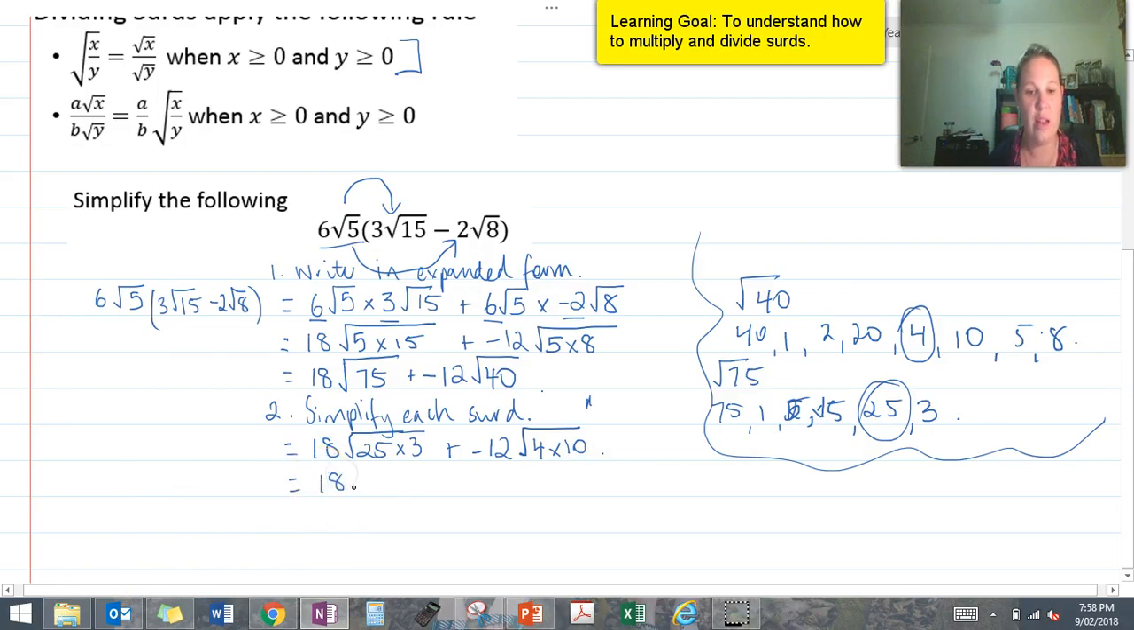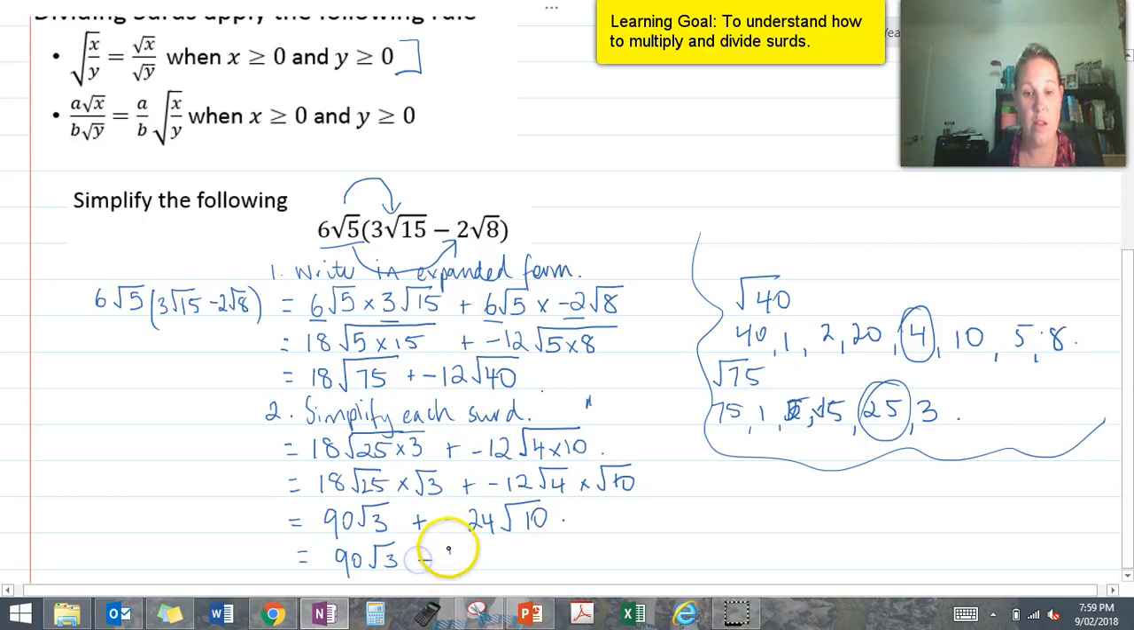Then we go about simplifying again by reducing our surds. So we have 18 square root 25 times square root 3 plus negative 12 square root 4 times square root 10. The square root of 25 is 5, which gives us 90 times the square root of 3, plus we have negative 12 times the square root of 4, and the square root of 4 is 2, so that makes it negative 24 square root of 10, which can be written as 90 square root of 3 minus 24 square root of 10.